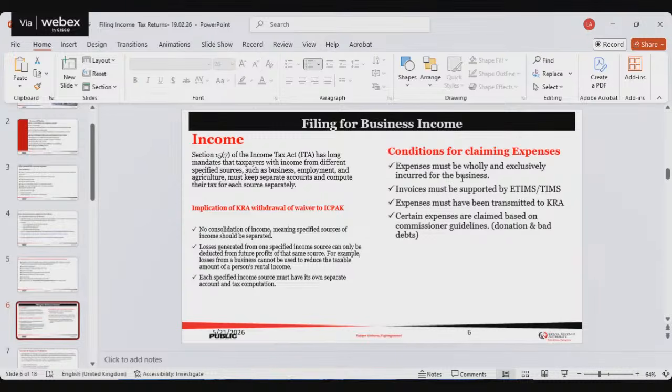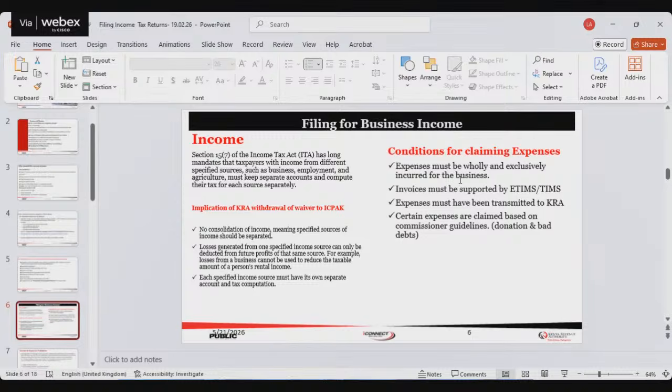So these are the conditions that the CBO or the self-help group, which is in commercial activity and in a gainful business, getting business income which is subject to taxation, must meet. For them to be able to claim the expenses, these conditions must be met. The first condition is that the expenses they are claiming are wholly and exclusively incurred for the business that they are running as a CBO or as a self-help group.